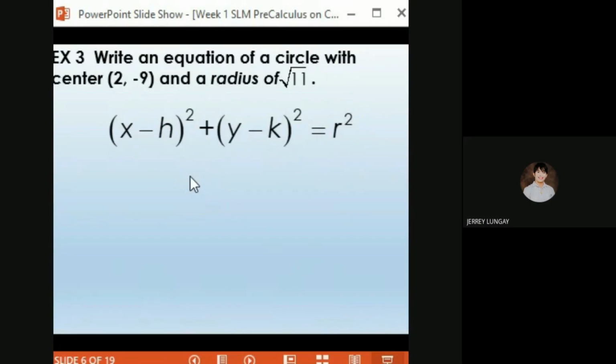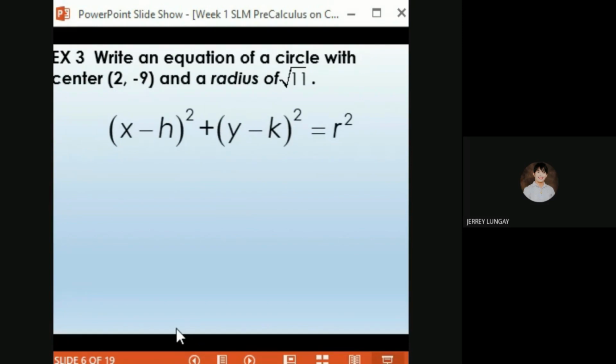Automatically the radical sign will be cancelled out because of the perfect square there. When the radical sign has a ratio of 2, automatically it will be cancelled out.